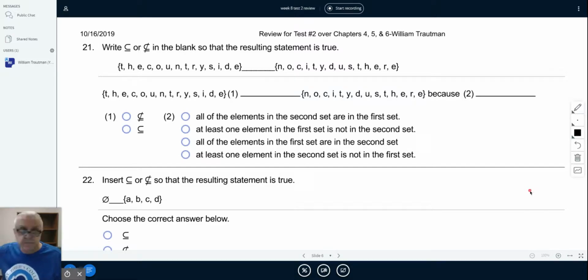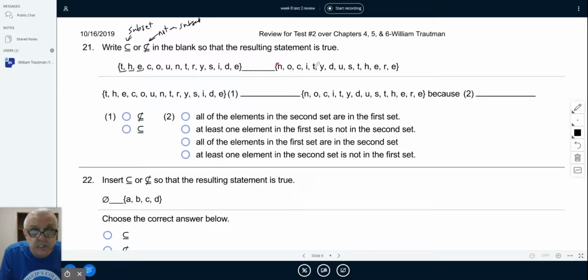Here's 21. So we have to know this is a subset. Subset is part or all of the existing set. We want to know if these are subsets or if it's not a subset. If they're subsets, then every letter is in each of the other one.